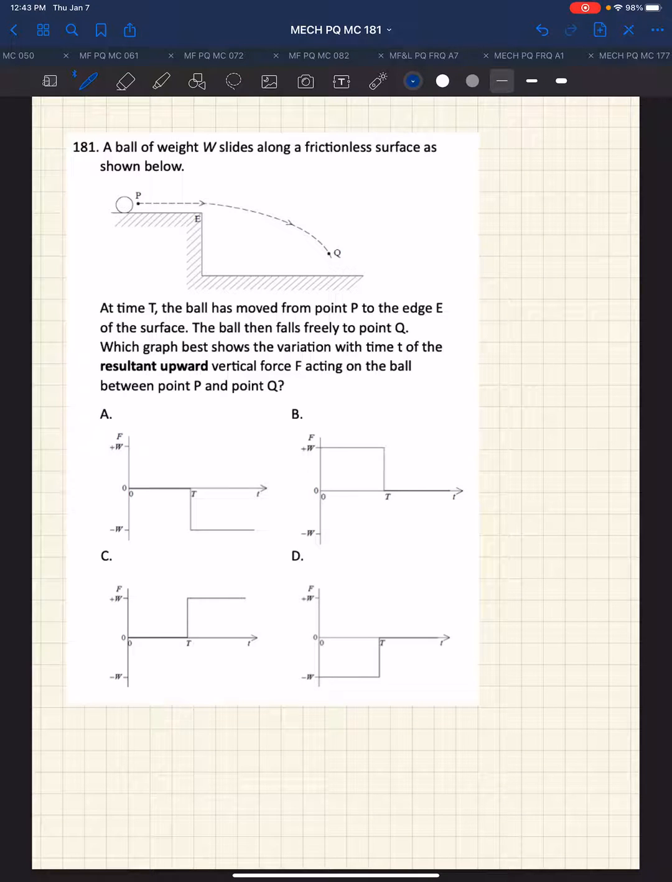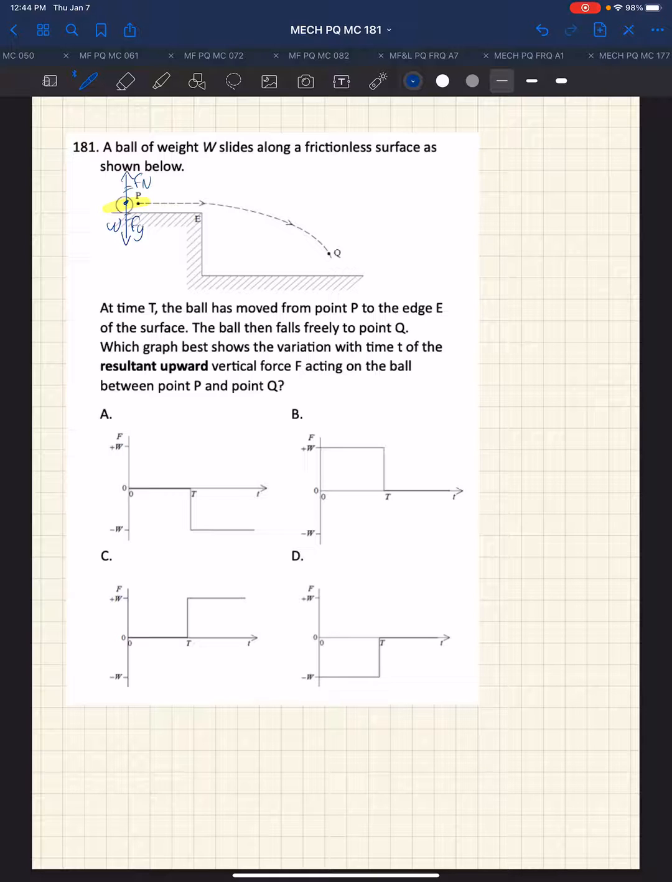In this situation, we are given that there is a ball of weight W. So that might suggest then that we have a weight, Fg or W, which means there's going to be a normal force like this, Fn. Those will be equal and opposite, because the ball does not accelerate up and down, so forces must be balanced.